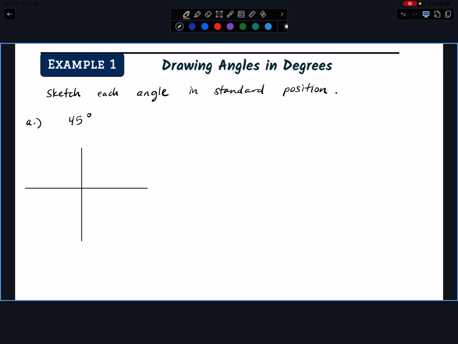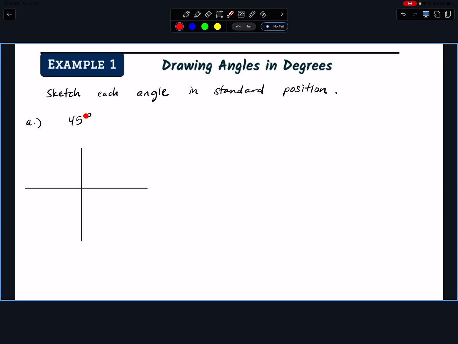So standard position means that an angle begins on the positive x-axis, okay? So hopefully this sounds familiar from last year. If I were to rotate all the way around, think about a full circle. How many degrees are in a full circle? 360. We have 4 quadrants. So that means each quadrant is basically a measure of how many degrees? 90 degrees. Every quadrant is 90 degrees.